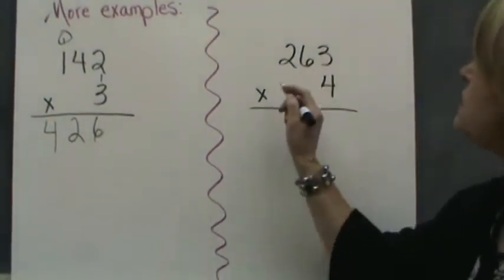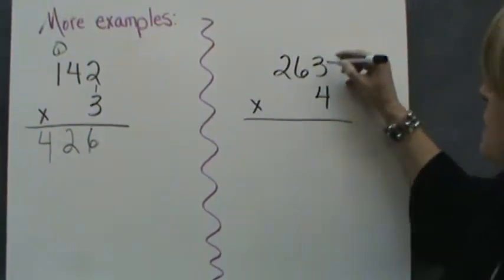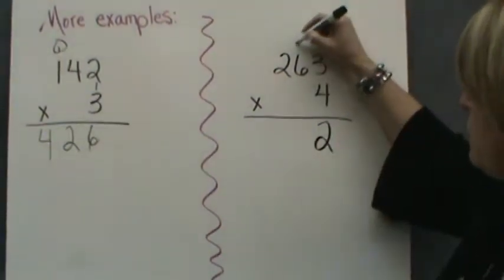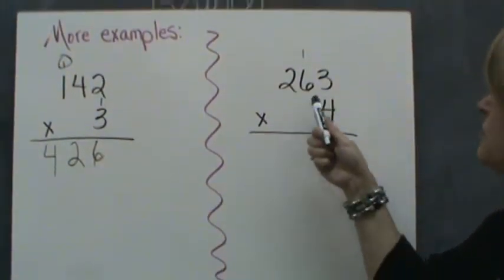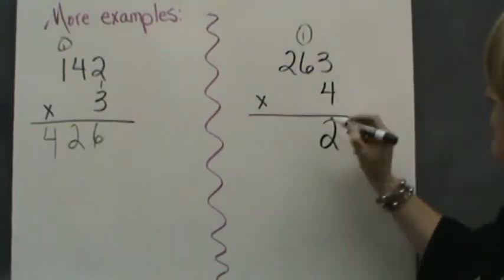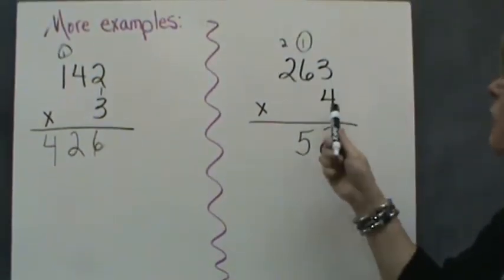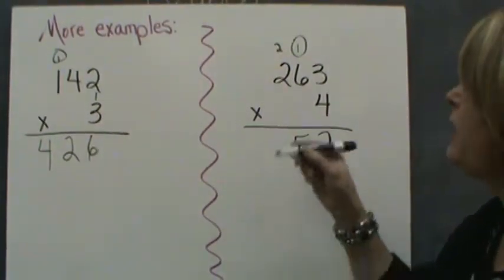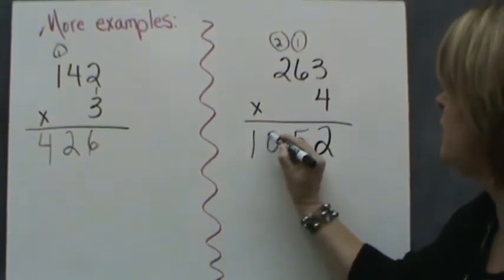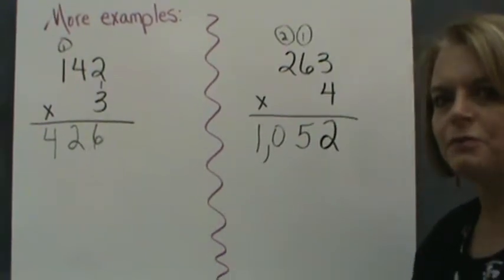All right, 263 times 4. 4 times 3 is 12. So I'm going to put my 2 here, carry my 1. 4 times 6 is 24. Don't forget to add that in. That makes it 25. Carry that 2. 4 times 2 is 8. I'm going to add 2. 8 plus 2 is 10. So 263 times 4 is 1,052. How'd you do?